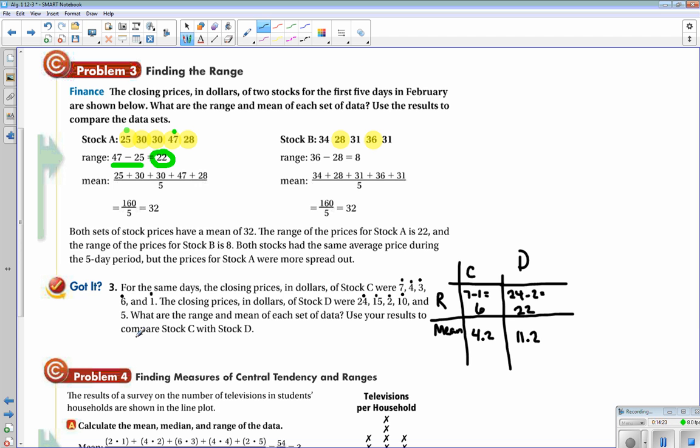So stock D has a higher mean and range than stock C. All right.